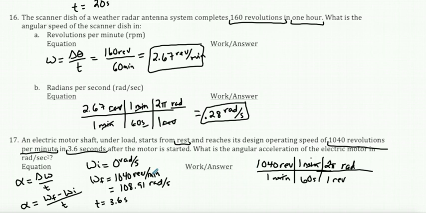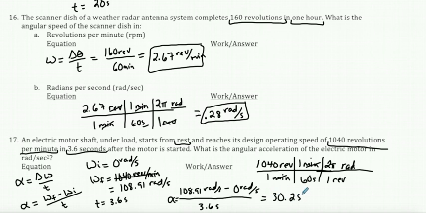Now we can use that number. So we don't want this one anymore. We can use this number in our equation. We have final, which is 108.91 radians per second, minus initial, which is 0 radians per second, over that time value of 3.6 seconds. And that is our angular acceleration. So it's just going to be 108.91 divided by 3.6, which would be 30.25. And then our units for angular acceleration are radians per second squared.